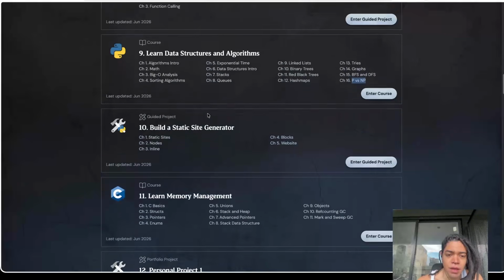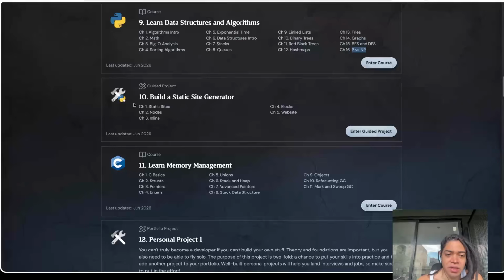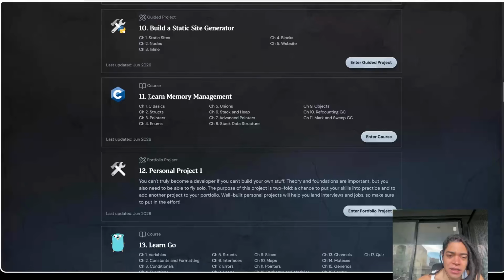For example, algorithms, math, big O notation, sorting algorithms, exponential time, all of it, you know, stacks, queues, linked lists, binary trees, red-black trees, hash maps, tries, graphs, breadth-first search, and depth-first search, P and NP, right? Is this computable, this problem or not? Build static site generators, again with Python, right? And then finally is this thing, which is the learn memory management course, right?